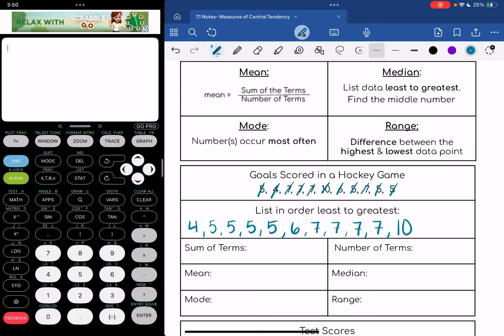Next thing I'm going to do is find the sum of my terms. So I'm going to add up all of my numbers. 4 plus 5 plus 5 plus 5 plus 5 plus 6 plus 7 plus 7 plus 7 plus 7 plus 10. Hit enter. I get 68. And we can also look on our calculator to make sure that we had 11 numbers there. Sorry, you can't see me counting, but I promise I am. The other thing we need is the number of terms, so how many pieces of data? We just counted it 3 times. We had 11 pieces of data.